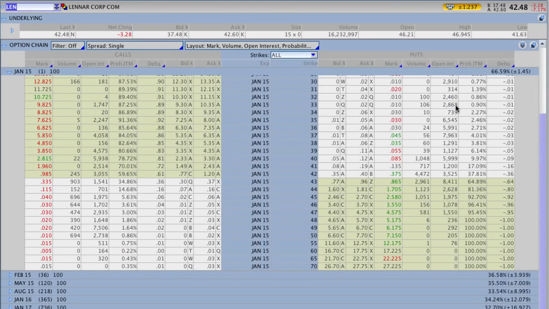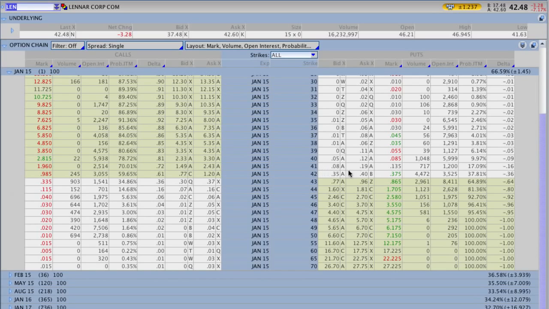But the problem with Lennar is that you just can't get enough premium to really make this trade worthwhile. So the expected move is about $1.23, and from where the stock closed, that means you'd have to get at least somewhere under 42 and a half, really, to make it worthwhile. So you're looking at about 41 and a half, 41 as far as an expected move lower.